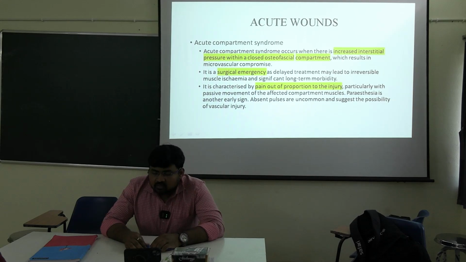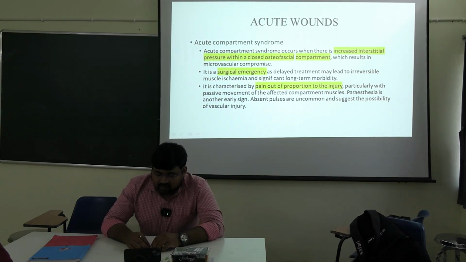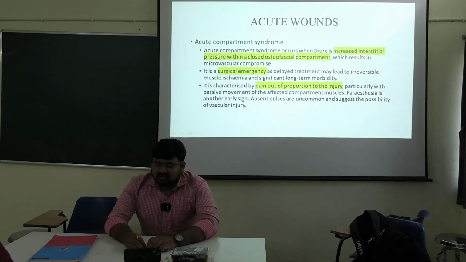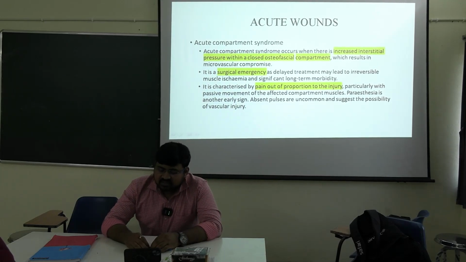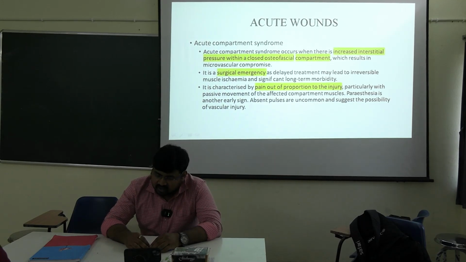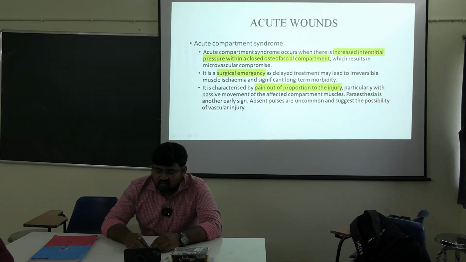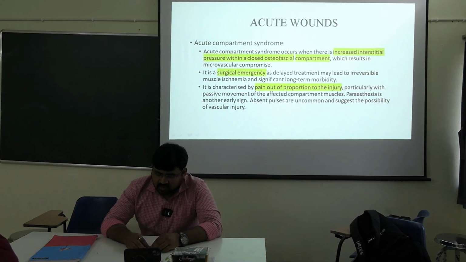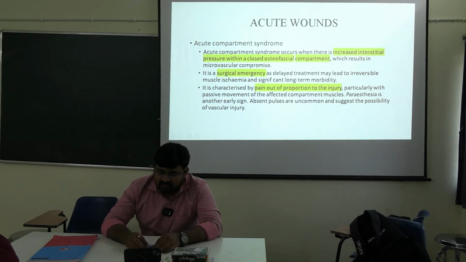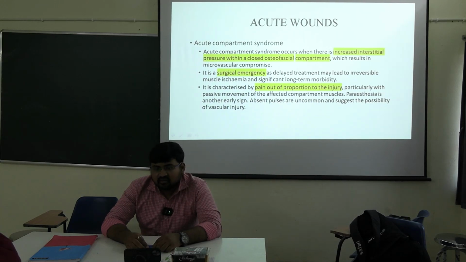Now coming to acute wounds, acute compartment syndrome. Acute compartment syndrome occurs when there is increased interstitial pressure within a closed osteofascial compartment, which results in microvascular compromise. It is a surgical emergency, as delayed treatment may lead to irreversible muscle ischemia and significant long-term morbidity. It is characterized by pain out of proportion to the injury, particularly with passive movement of the affected compartment muscles. Paresthesia is another early sign. Absent pulses are uncommon and suggest the possibility of vascular injury.